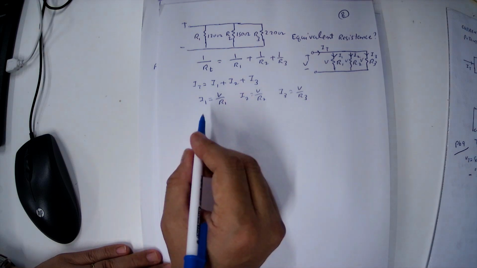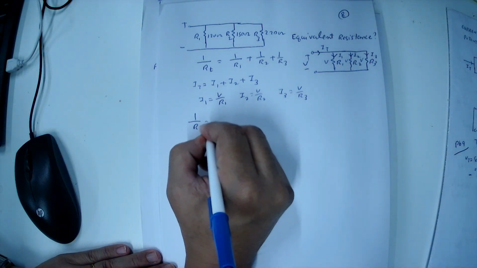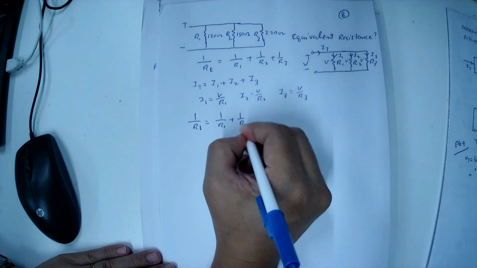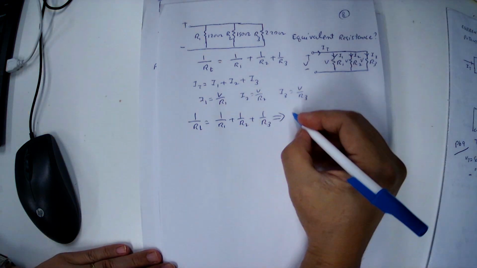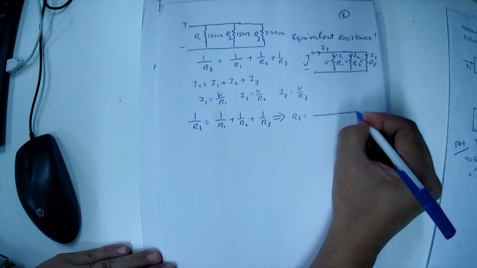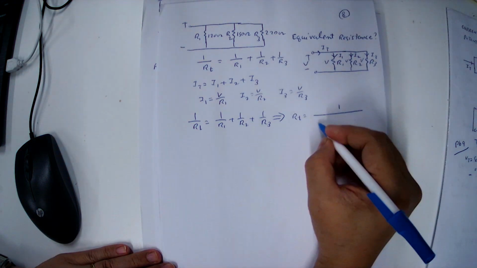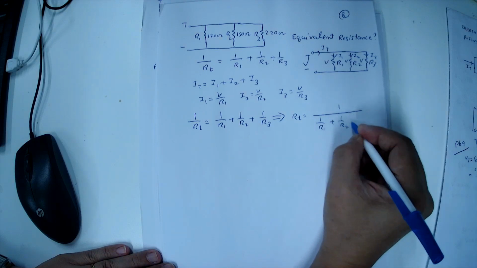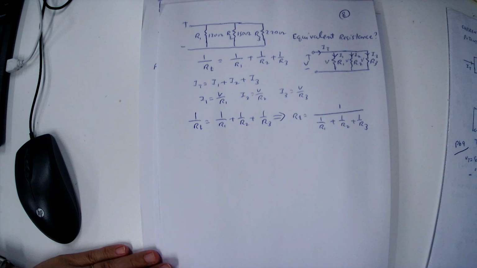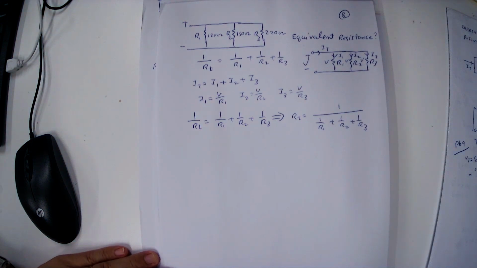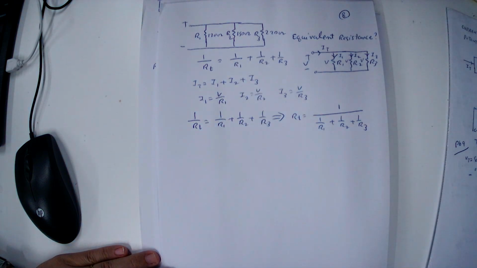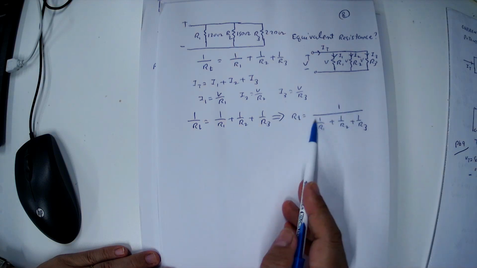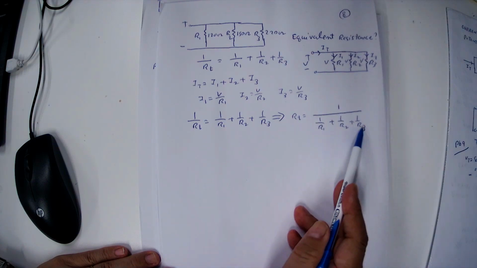So we can write down the equation as well. 1 by RT equals 1 by R1 plus 1 by R2 plus 1 by R3. So we can reverse it. By reversing it, RT equals numerator 1, denominator 1 by R1 plus 1 by R2 plus 1 by R3. Those are the concepts of the parallel connected DC circuit. All the resistors are connected in parallel. We write down the equation 1 by RT equals 1 by R1 plus 1 by R2 plus 1 by R3. And also RT equals 1 divided by 1 by R1 plus 1 by R2 plus 1 by R3.